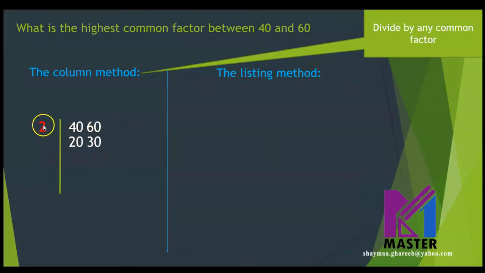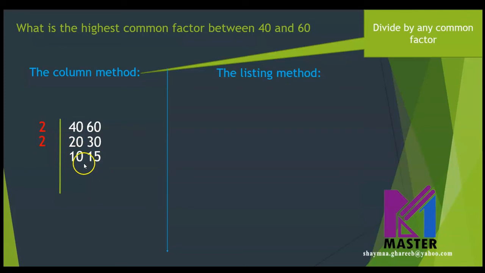So 40 divided by 2 is 20, 60 divided by 2 is 30. Now I have two new numbers, 20 and 30. I will repeat the same step exactly. I will divide by a common factor. I can think of many common factors. I will choose here to divide by 2. 20 divided by 2 equals 10. 30 divided by 2 equals 15.